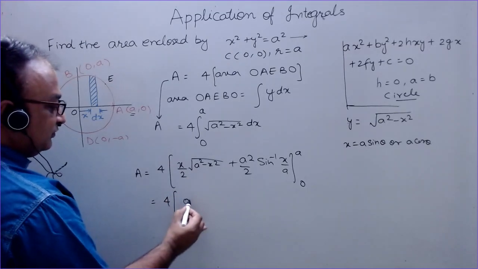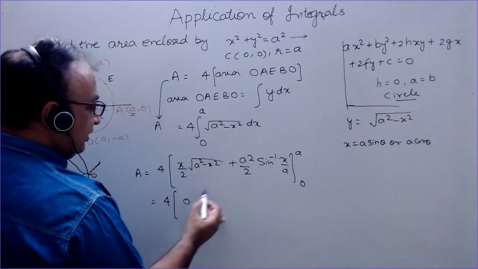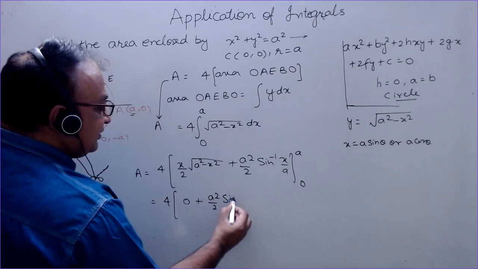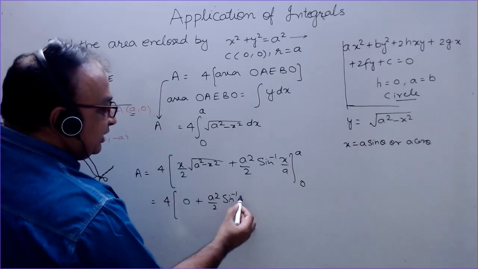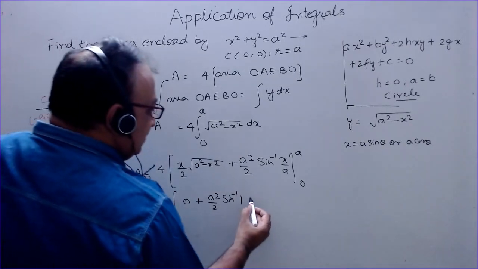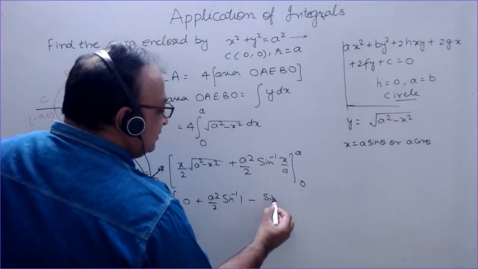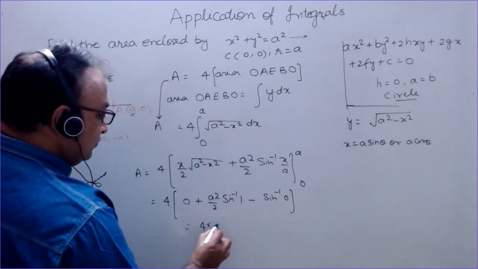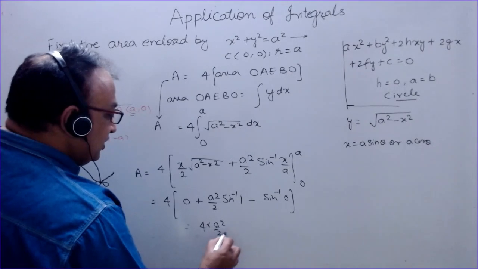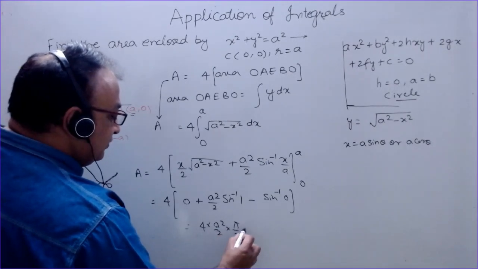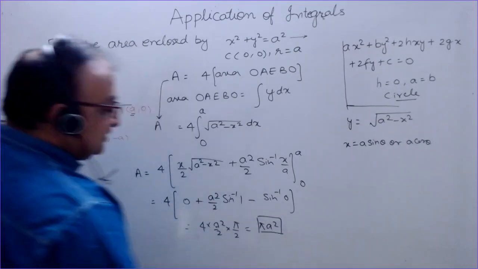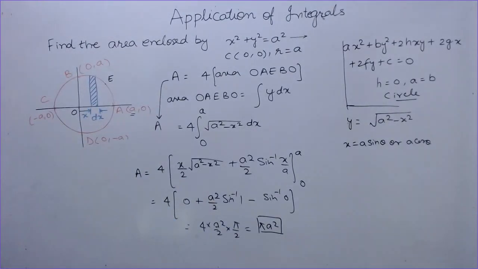So this is 0. When you put x equal to a here, sin inverse a by a, sin inverse 1, minus sin inverse 0, which is 0. So 4 into a square by 2 into sin inverse 1, which is pi by 2, equals pi a square. This is the answer to this question, pi into a square, which is the area of the circle.